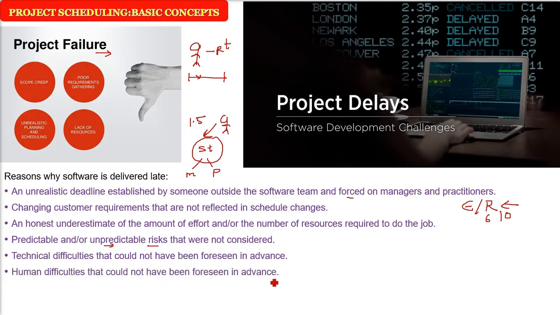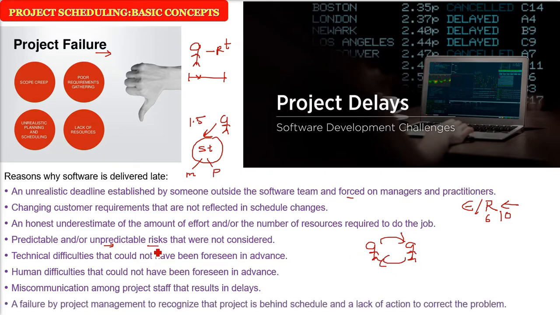People, humans, some may get ill, some may leave the job, there are so many things which can happen. Sometimes there is miscommunication. There is a hierarchy in the project team, so someone will say something, and the message is not delivered. Sometimes the project manager fails to recognize that the project schedule is not up to the mark, or that we are behind schedule, and then he doesn't do anything to correct this problem. No action has been taken. So these are the causes of failure.